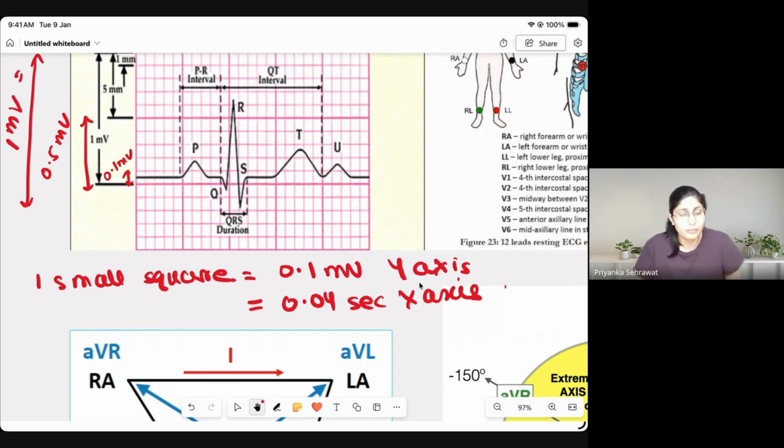That's why we have to know this axis, measurements and everything. Because now we know if QTC is 440 millisecond, how many squares are we looking out for? Right? How many small squares are we looking out for? Okay. So 1 small square, 0.04 second, 0.1 millivolt, y-axis, x-axis. किसी भी point पे आपको doubt होगा, do ask me. है ना? I don't want you to ratify ECG. I want you to understand ECG.